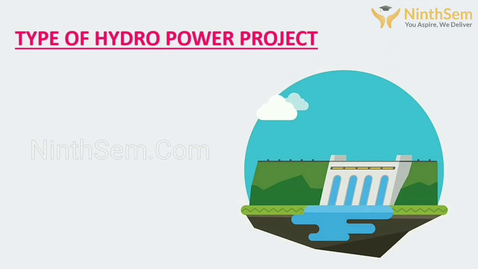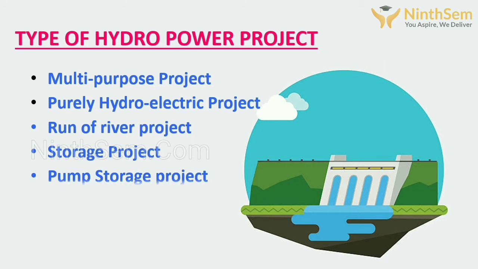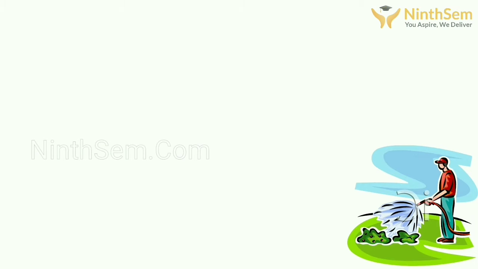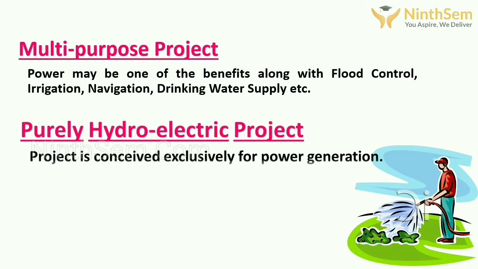There are 5 types of hydropower project: multipurpose project, purely hydroelectric project, run-off river project, storage project and pump storage project. For a multipurpose project, we have the benefits of flood control, irrigation, navigation and drinking water supply. A purely hydroelectric project is completely based on power generation.